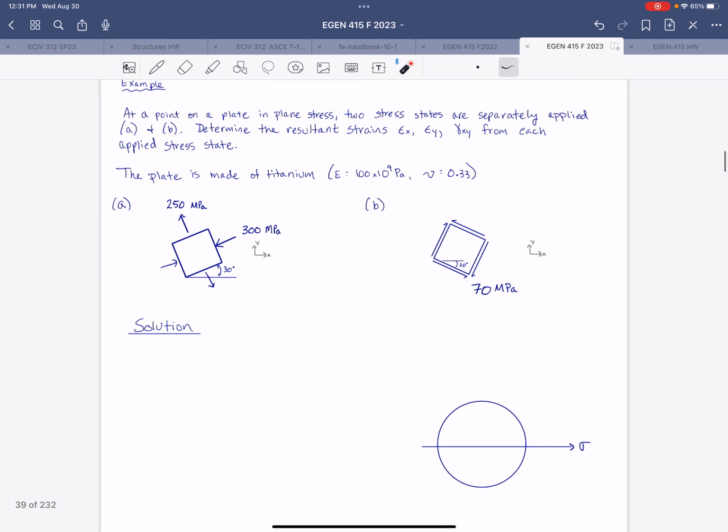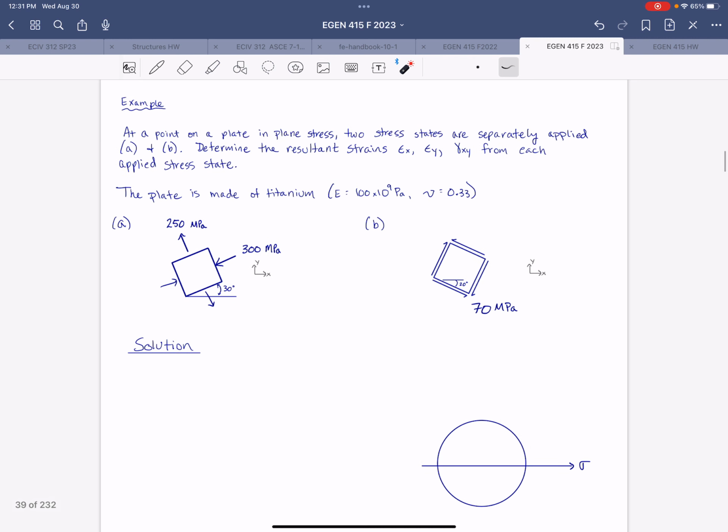So now we'll go to an example that applies Hooke's law. Here we have two stress states provided that are considered separately from separate applications on a plate in plane stress. So we have a plane stress condition, and we're asked to determine the resultant strains in normal in X and Y, and then shear strain from each applied stress state.